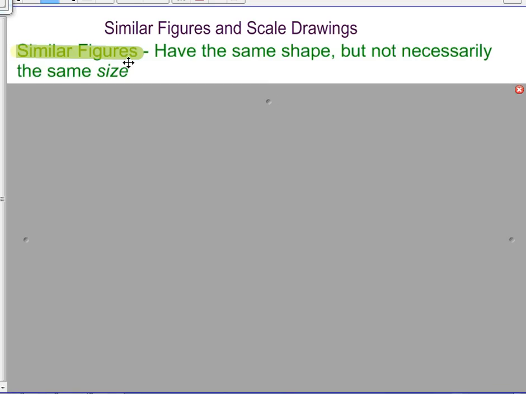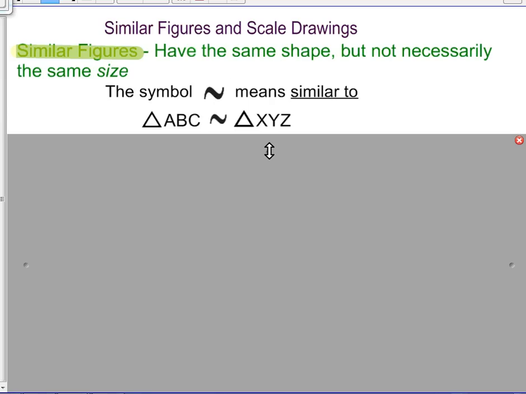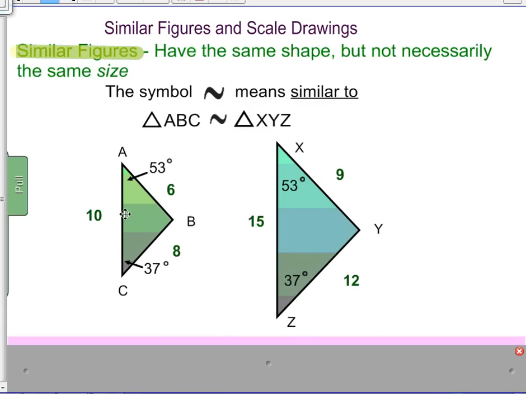So a similar figure has the same shape, but not necessarily the same size. All right, this symbol, squiggly line, means similar to, okay? It's just one little squiggly line. So for example, we could say triangle ABC is similar to triangle XYZ, just like this one. So we have ABC is similar to XYZ because they are the same shape, but they are not necessarily the same size.